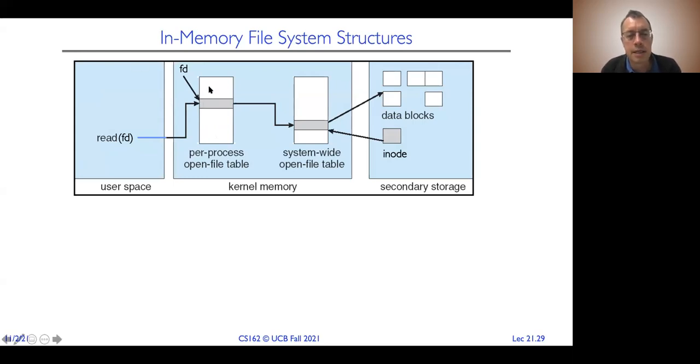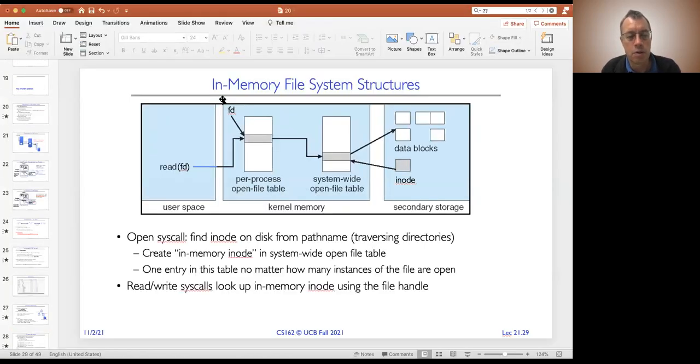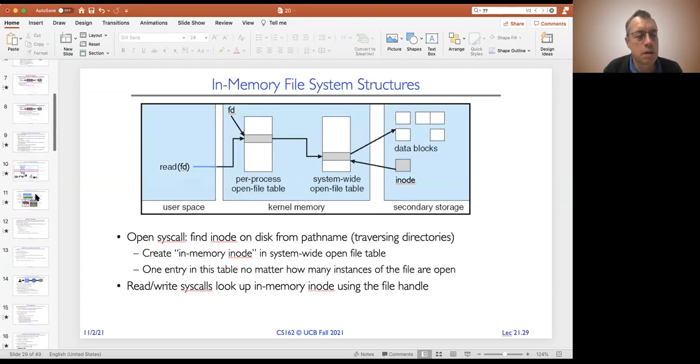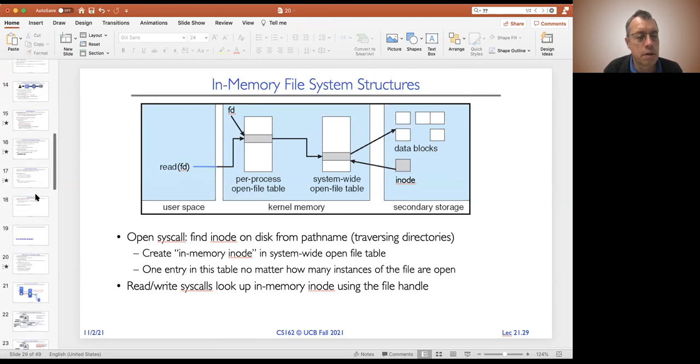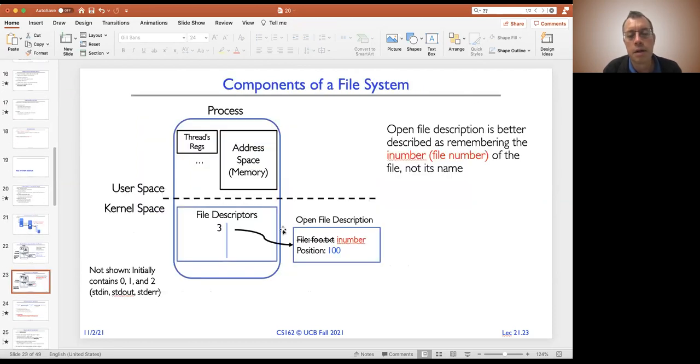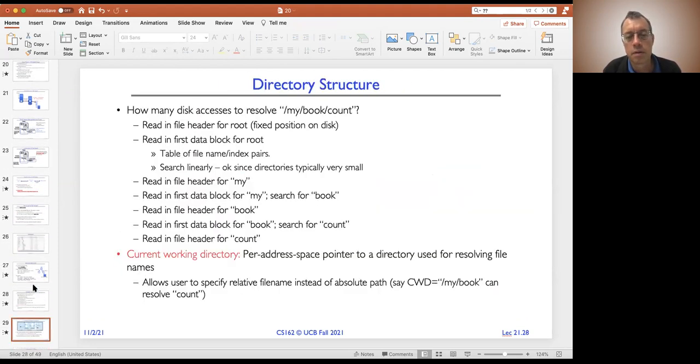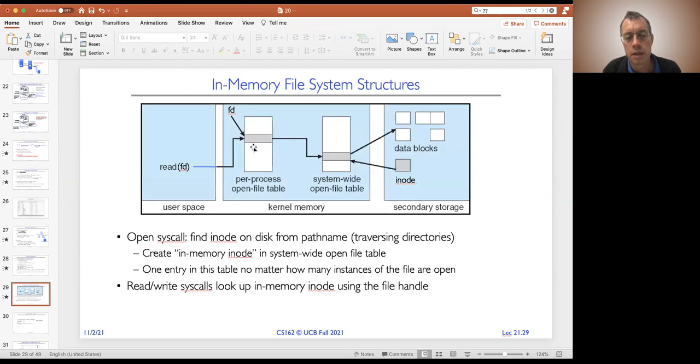You see this gray thing here? It's again this entry. Let me show you, just to connect the dots. The information in that gray area is this open file description, right? The inode number and the position in the file. Okay, so this is what is here.